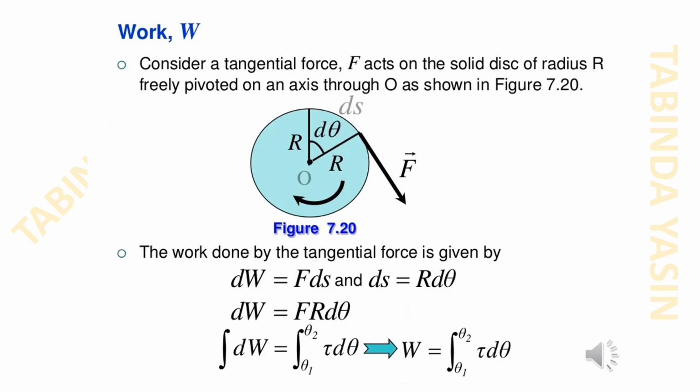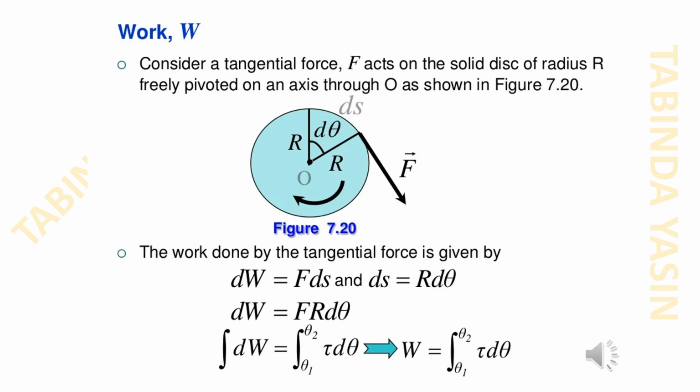Now the work. Consider a tangential force F on a solid disk of radius R pivoted on an axis through O, as shown in the figure. You can see that the radius of the solid disk is capital R, the angle swept is d theta, and the arc made is ds. The force applied along the tangential path is F, and the rotation is in the clockwise direction. The work done by the tangential force is given by dW is equal to F ds, and ds is equal to capital R d theta. So dW is equal to F R d theta.